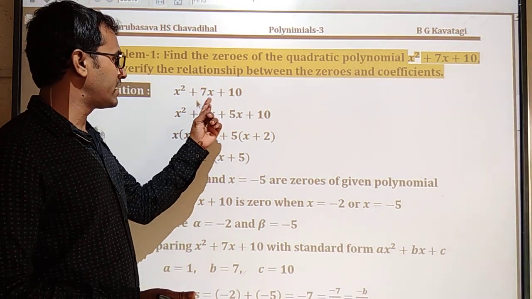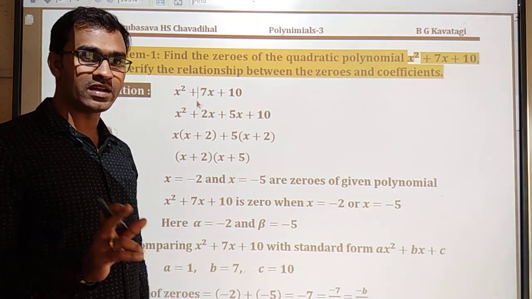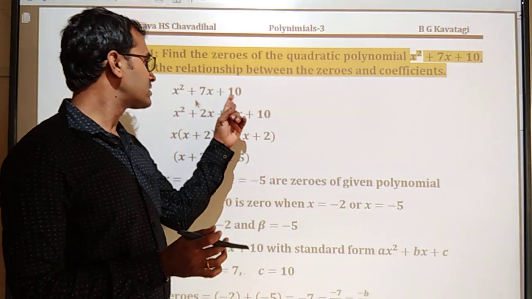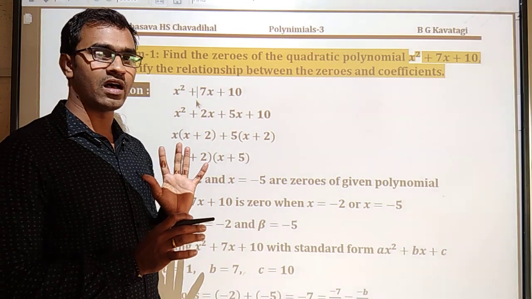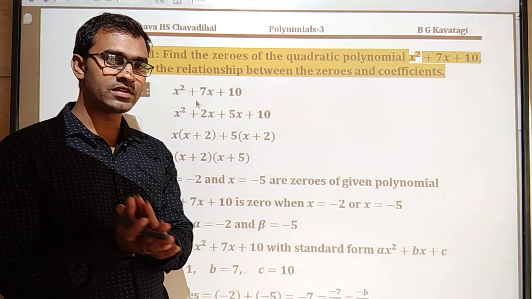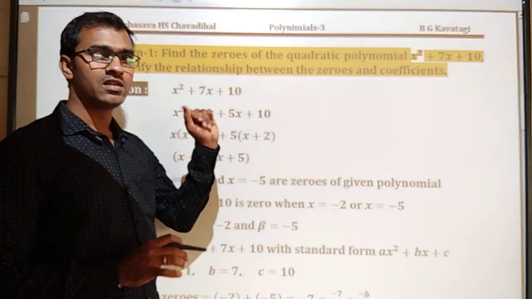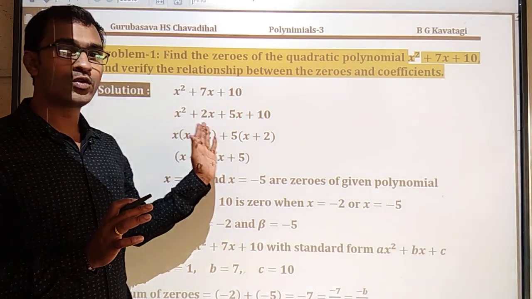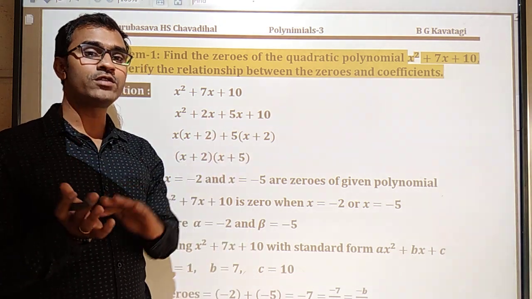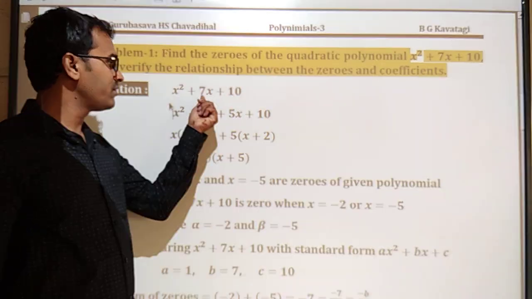So the middle term is split into two terms, right? This 7x is split into two terms. We need two numbers whose product is 10 and whose sum is 7. Such numbers are 2 and 5, right? 2 plus 5 is 7, 2 into 5 is 10. Then the factorization method is the same.